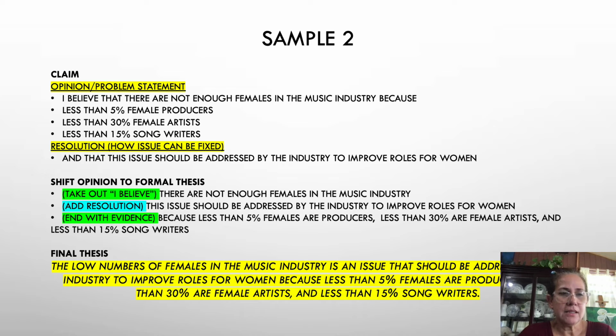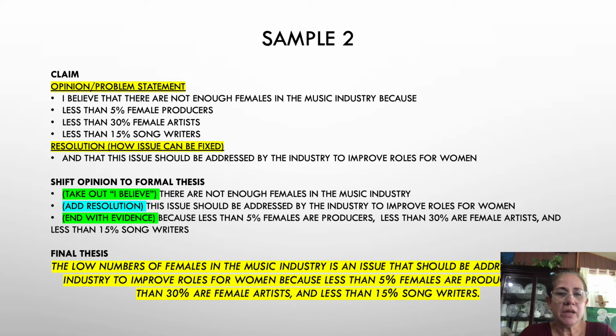Okay, so that's taking it out and making an argumentative statement. We've added the resolution as the second point. And then thirdly, now we take the evidence and we put the evidence last. How does that become the final thesis statement? We can turn it into something like this: the low numbers of females in the music industry is an issue that should be addressed to improve roles for women. Why? Because less than 5% are producers, less than 30% are artists, and less than 15% are songwriters.